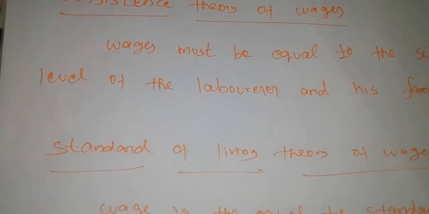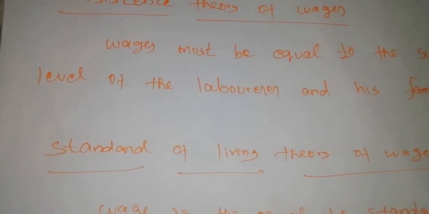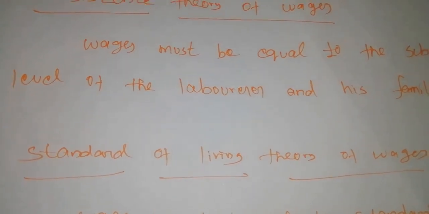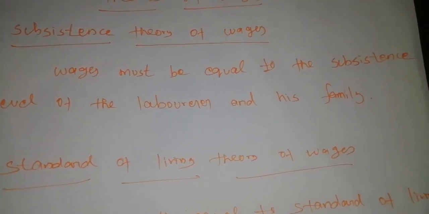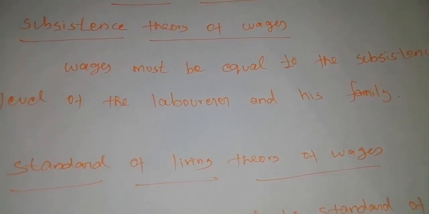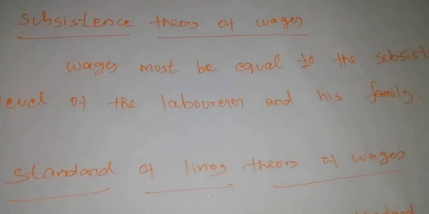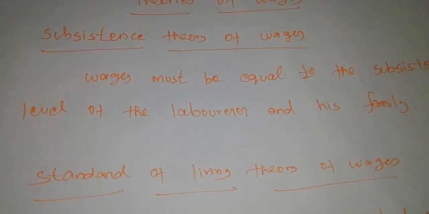This theory holds that the wages of workers would not be above or below the subsistence level of the laborer and his family. So we consider that the wages must be equal to the subsistence level of the laborer and his family only. But here many criticisms are there. So what are the criticisms?